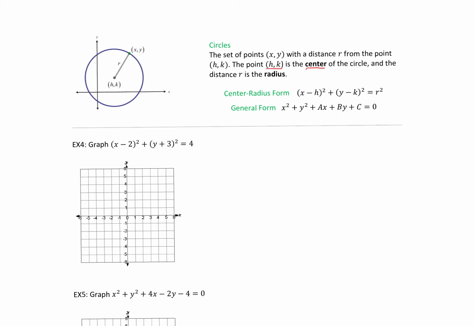So on the graph, we have our center. We're going to go some distance r, which we call our radius, out from the center. And then our circle is just made up of all the points that are a distance r from our center h, k. Now, if we have the equation of a circle written in our center-radius form, then we can easily identify our center h, k and our radius.